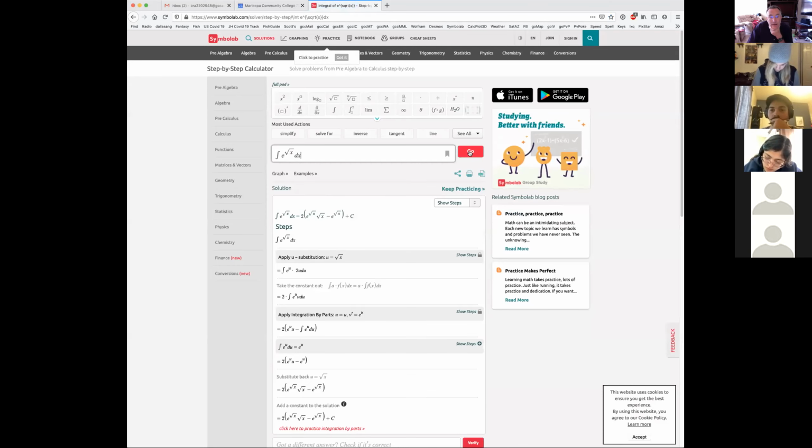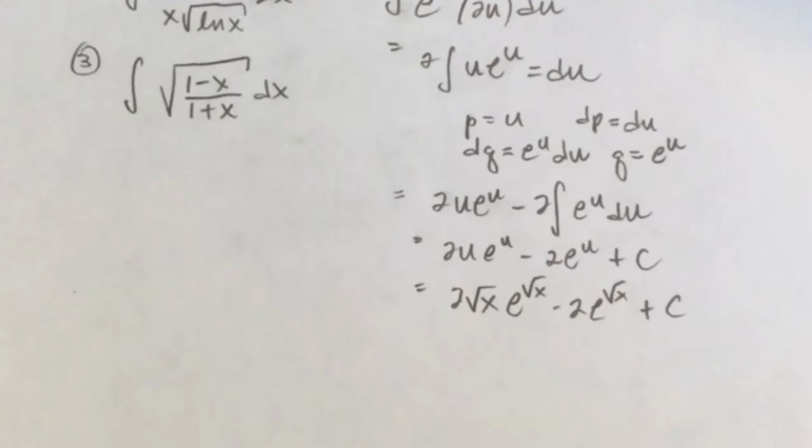And we get 2 times e to the root x, that looks good, minus e to the root x plus c. Okay, perfect. And so we should be in good shape. Questions?